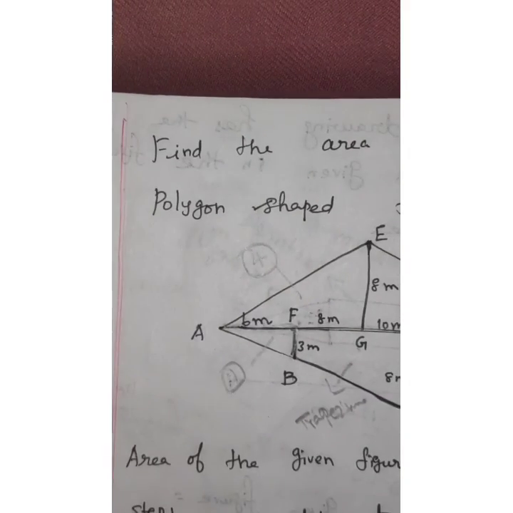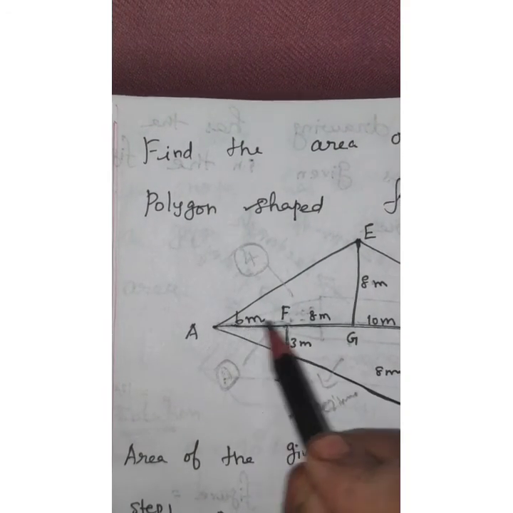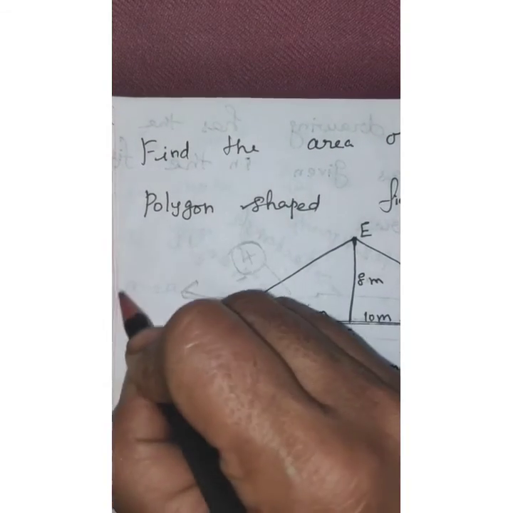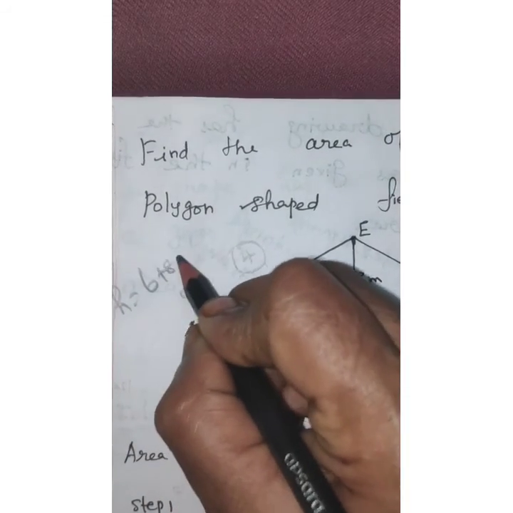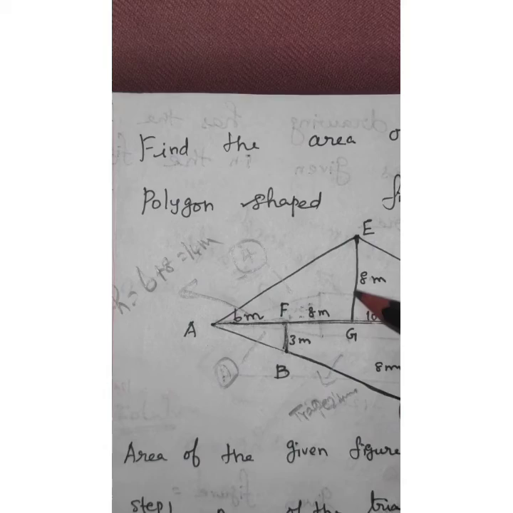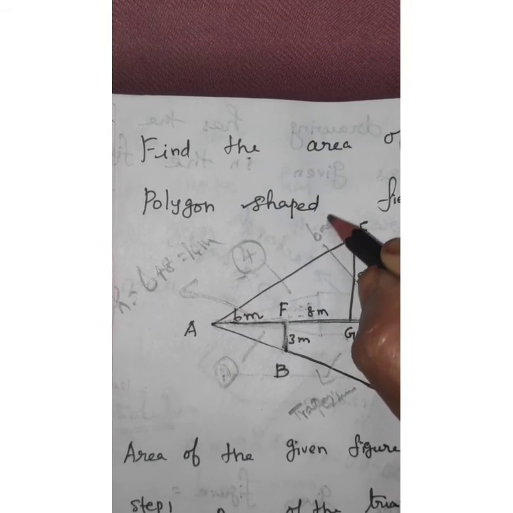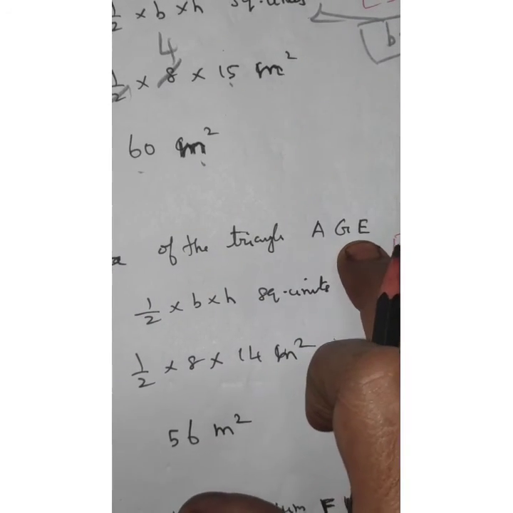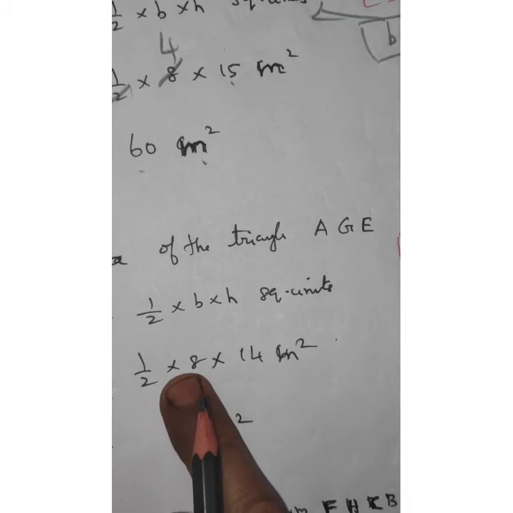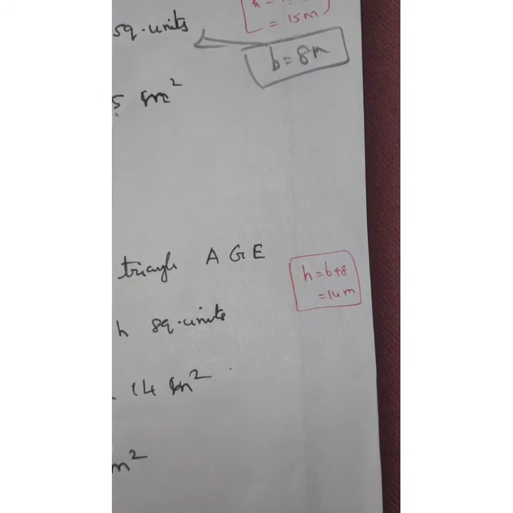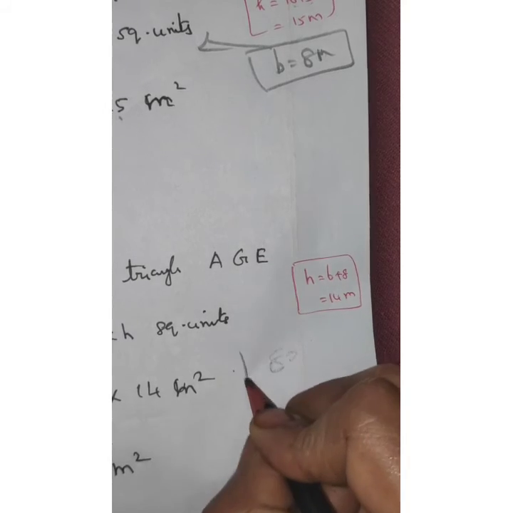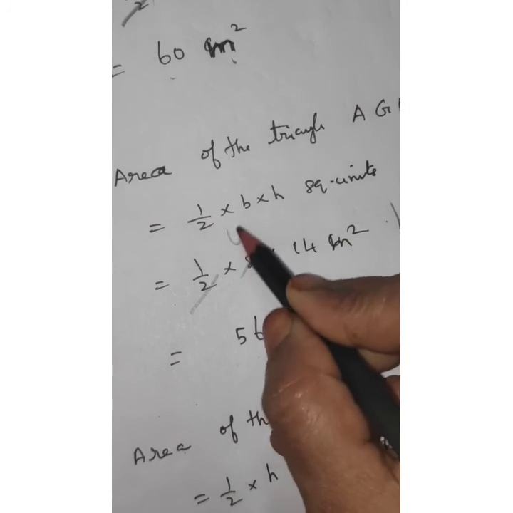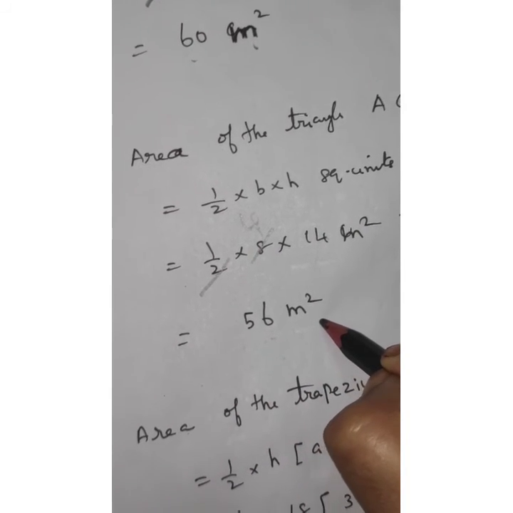Next, the fourth triangle. This full height is 6 plus 8 equal to 14 meter. Base equal to 8 meter. Substitute these values here. Area of the triangle AGE equal to 1 by 2 into B into H. Base equal to 8 meter, H equal to 14 meter. Now 1 2 is 2, 4 2s are 8, 8 14s are 56 meters squared.